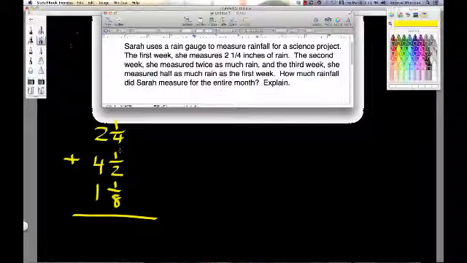So I took our information from week 1, which was the 2¼ inches of rain, week 2, which was 4½, and week 3, which was 1 1/8, and I set it up vertically. And so the very first thing that I notice is that I have different denominators. I have fourths, I have halves, and I have eighths. Well, when you're adding fractions, your denominators must be the same.